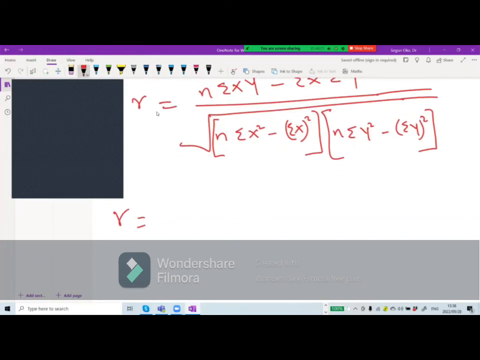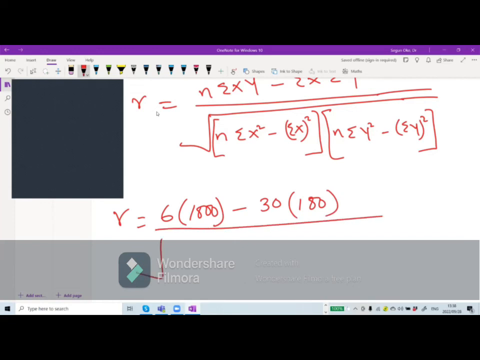Okay, let's look at it. N is 6. Summation XY is 1,000, minus summation X, 30, times summation Y, 180, divided by the square root of 6 multiplied by 200 minus 30 all squared.